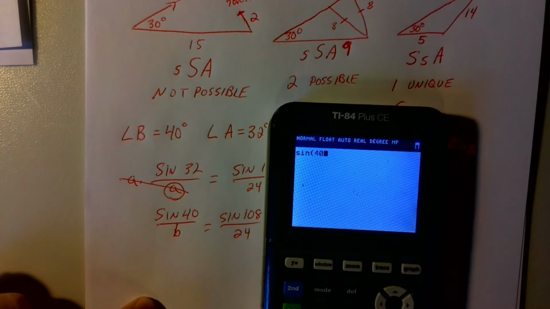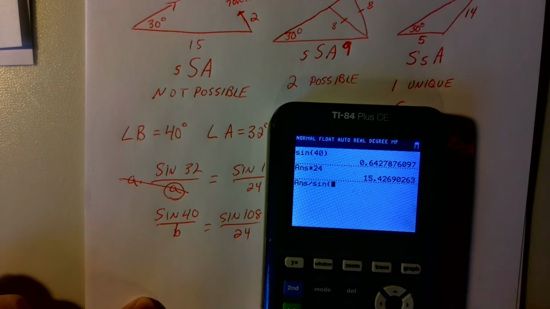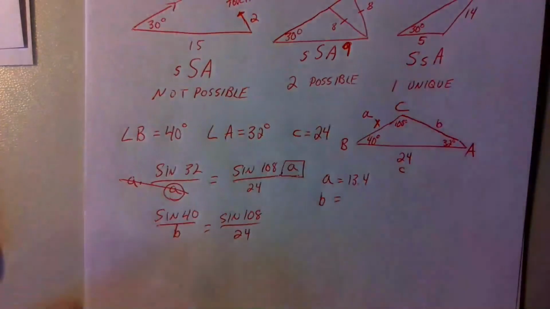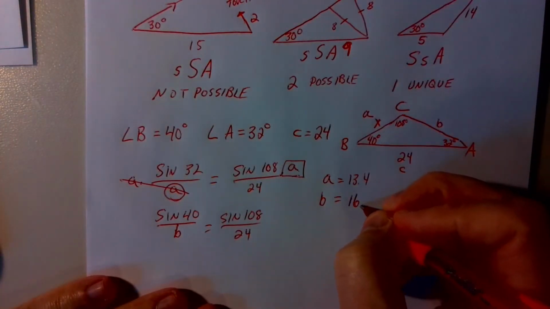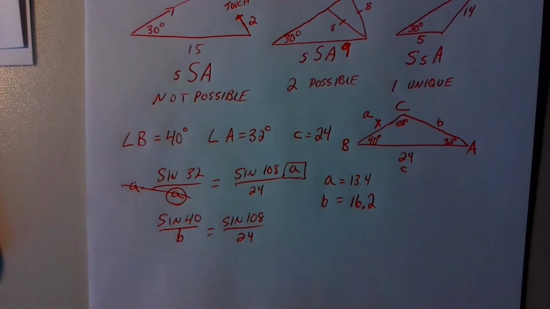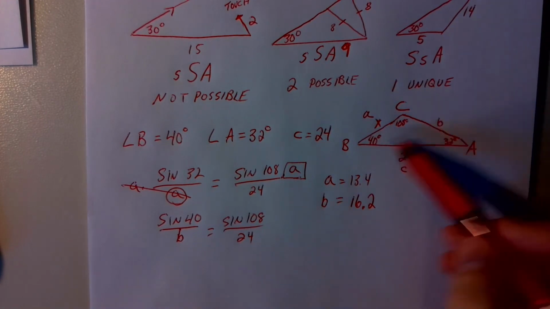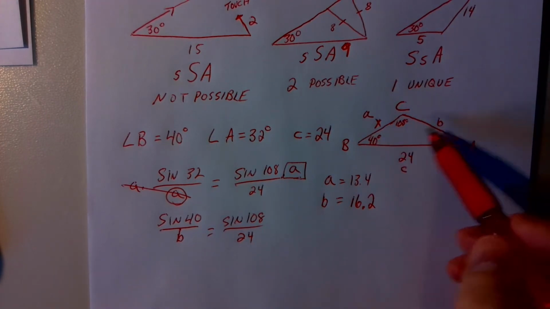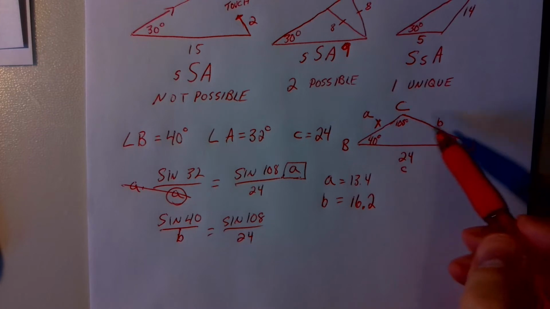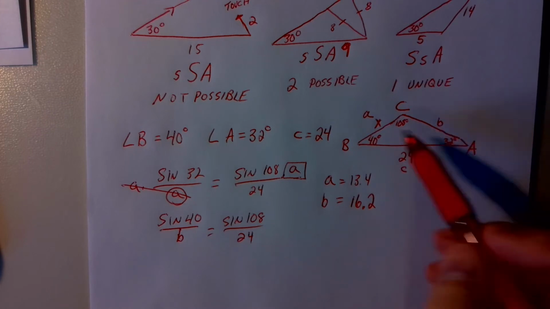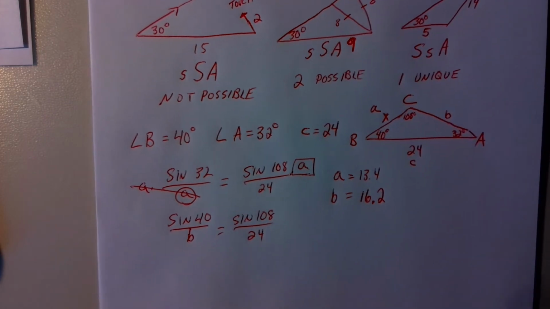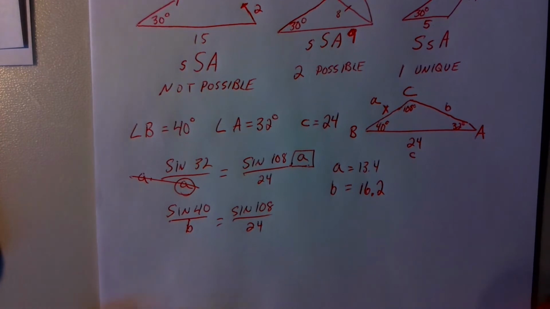Sine of 40, close parentheses, enter, times 24, enter, divided by sine of 108, enter, and I get 16.22. I'll just round that to the tenth and call it 16.2, and I'll be okay with that. If I look at those, both of those match up. I should have a bigger side across from a bigger angle, and 40 degrees is bigger than 32 degrees, so little b should be bigger than little a. And that's your first example of a problem dealing with law of sines.